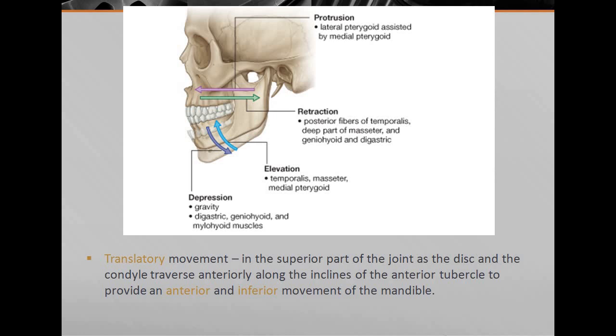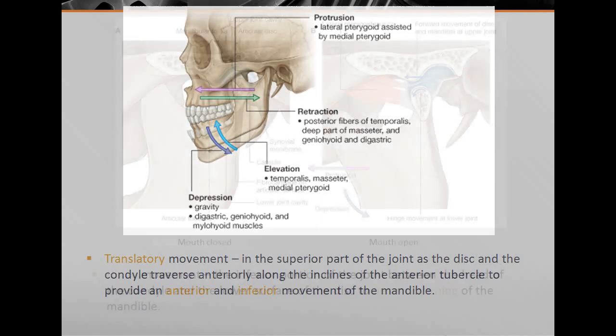Number 1, the transitory movement in the superior part of the joint, as the disc and the condyle traverse anterior along the inclines of the anterior tubercle to provide an anterior and inferior movement of the mandible. So this movement is called the transitory movement.